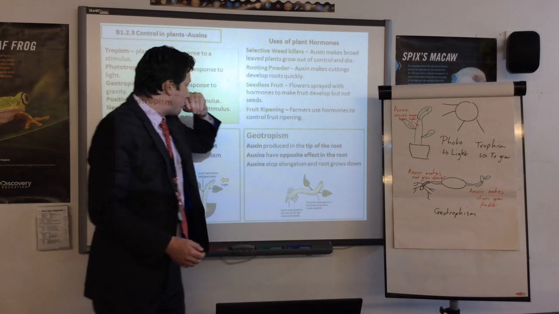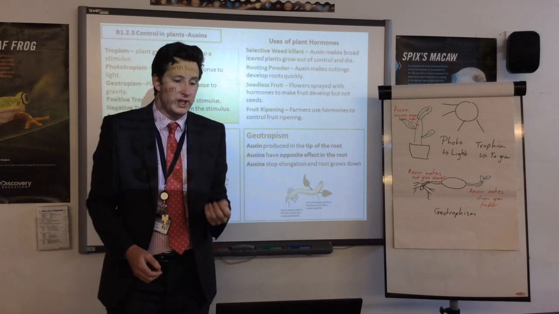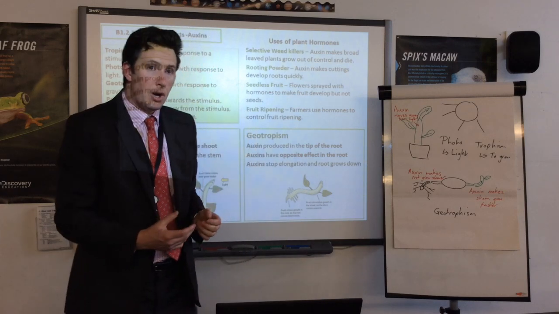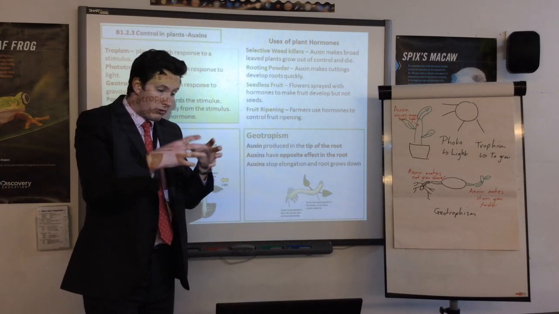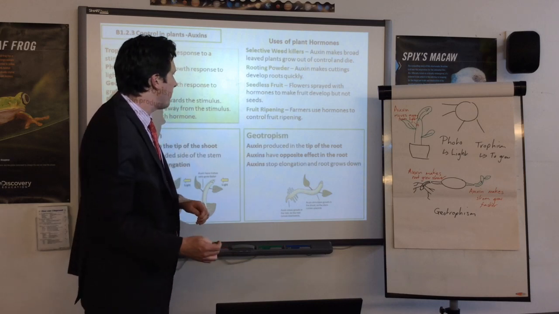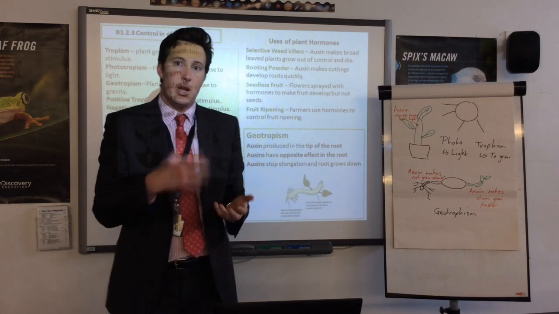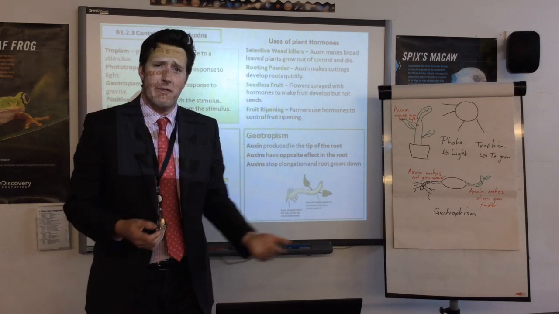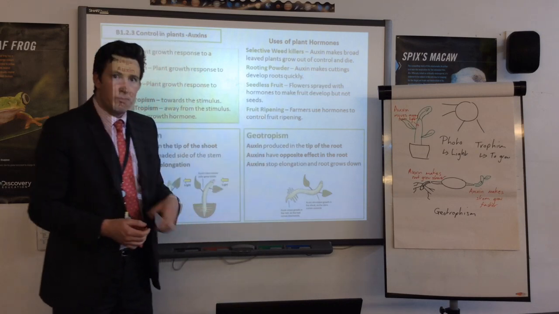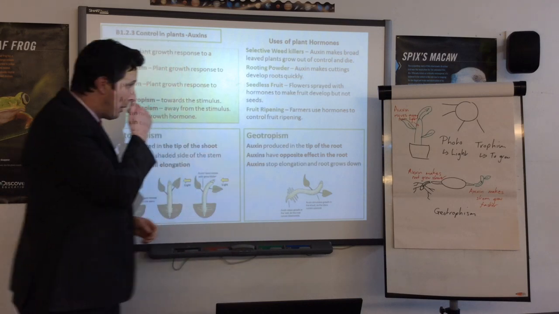You can actually use it to make seedless fruit, so flowers sprayed with the hormones to make the fruit develop but not the seeds. So you can actually plant the plant, and when it starts to grow, you actually cause the fruit to grow rapidly, and it doesn't actually develop a seed inside, so seedless grapes again. And you can use it to ripen fruit. So if you've got a fruit tree and the fruit isn't ripening up, or you want it to ripen faster so you can sell it, you can spray it with hormones such as auxin to encourage the fruit to ripen, so you can actually grow it.